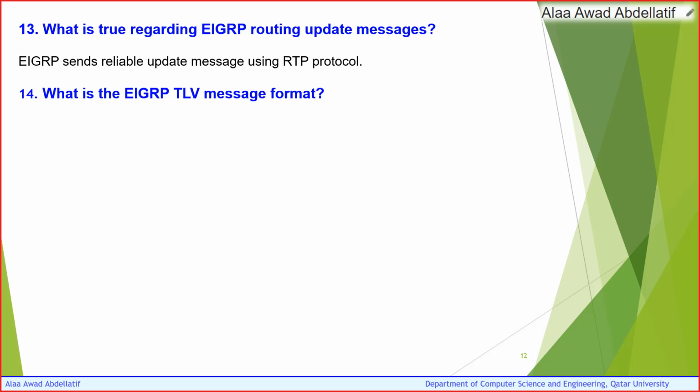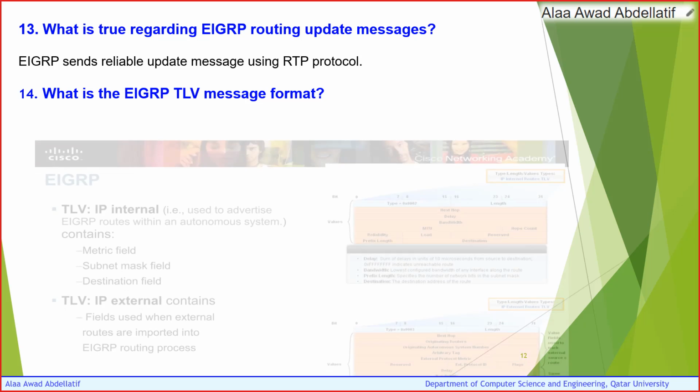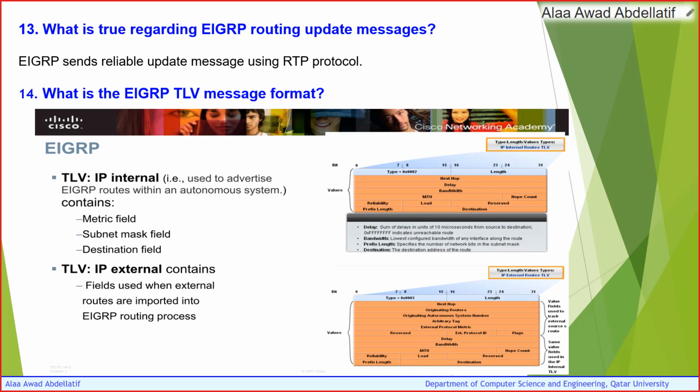What is the EIGRP TLV message format? This is from your slide. A TLV message can be IP internal if used to route within the same autonomous system, or can be IP external if we will forward this packet to an external node. And this is the main format of a TLV message. It contains next hop, delay, bandwidth, load, reliability, because all these metrics are used to calculate the best path.